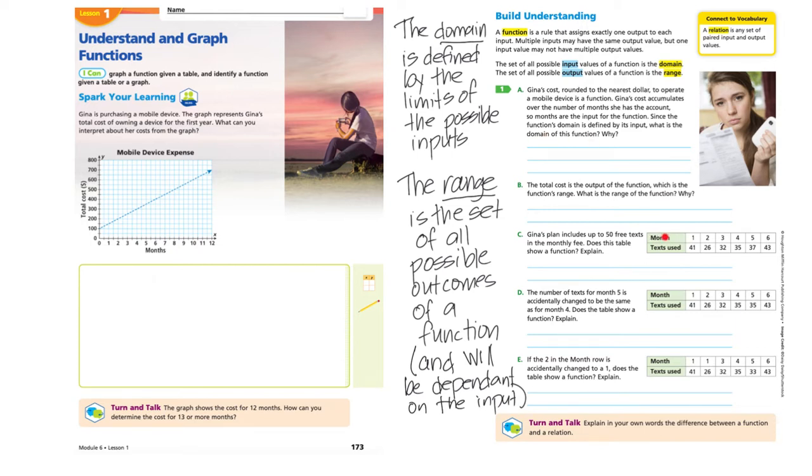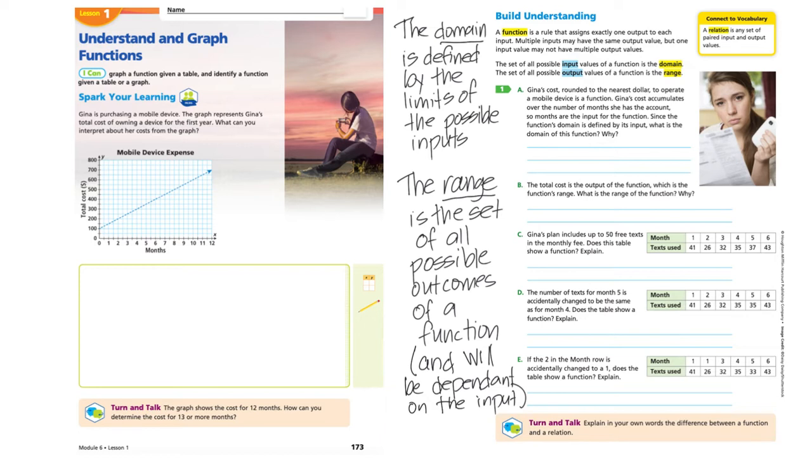So if months are the input, you want to think about this. The domain is defined by the limits of the possible inputs. So for example, months, can you have negative months? Are they going to let you have half months or partial months? So that'll help you answer that question.